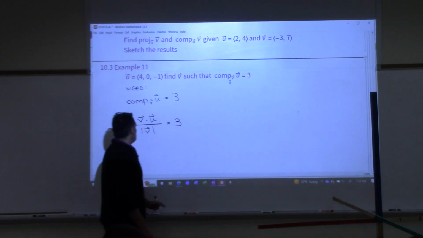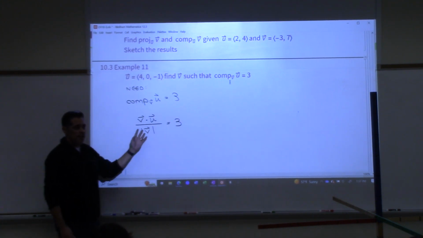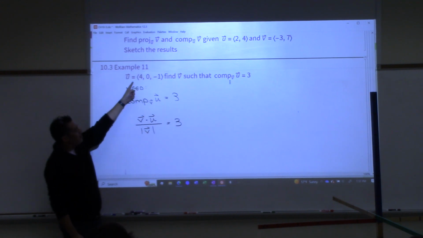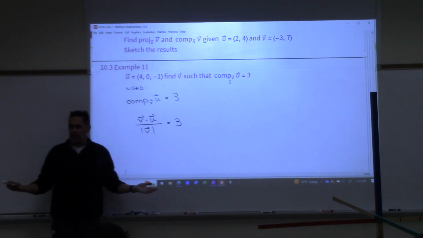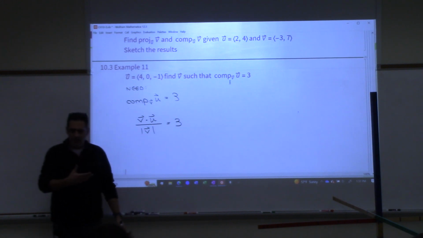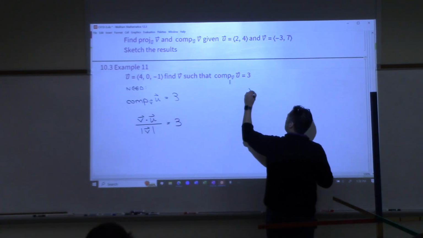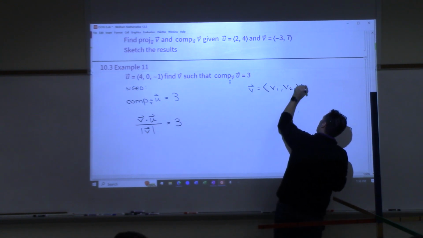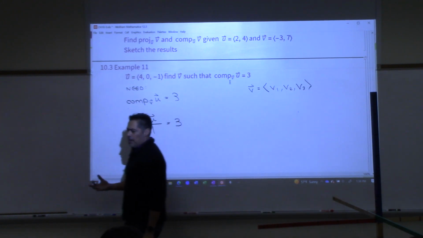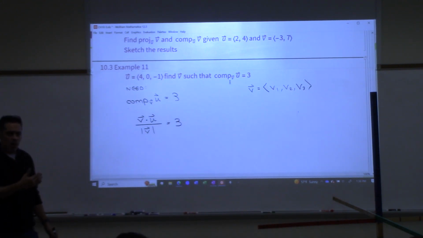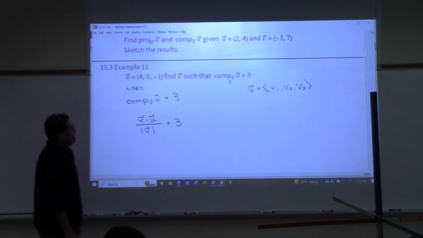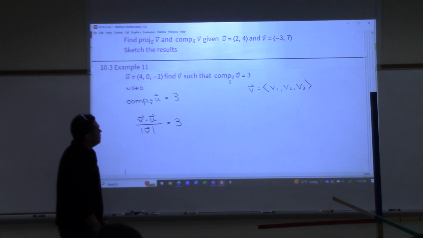All right, so let's see if we can figure out what this is. I need to take the v vector and dot it with u. Now, I know the u vector, it's given to me, but nobody gave me the v vector. So I'm going to write v as an arbitrary vector, equal to v1, v2, v3. In other words, v is some three-dimensional vector with three components. I don't know what v1, v2, and v3 are. And of course, u is 4, 0, negative 1.